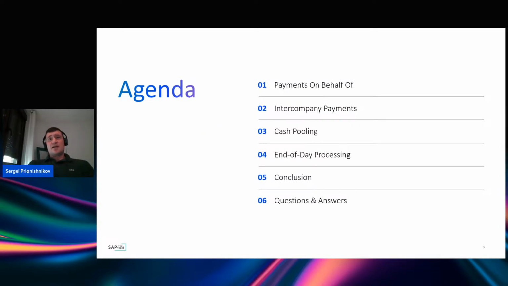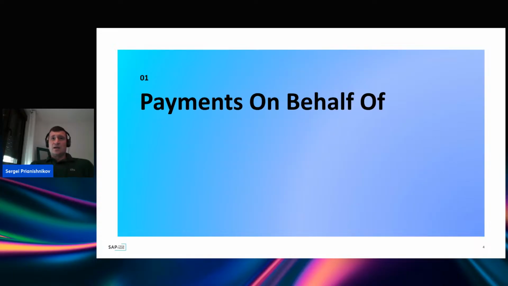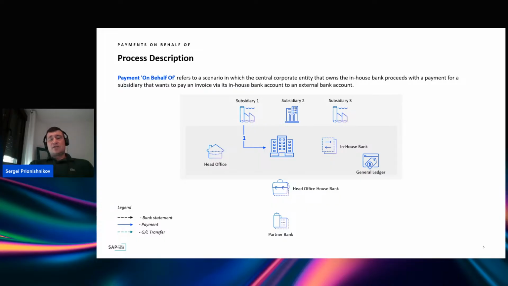As part of today's demo, we will go over the main SAP in-house bank scenarios. This includes payments on behalf of, intercompany payments, cash pooling, and end-of-day processing. First, we will take a look at the payments on behalf of scenario. This is a payment scheme where a designated entity, often the headquarters, acts as in-house bank and executes the payments on behalf of subsidiaries.